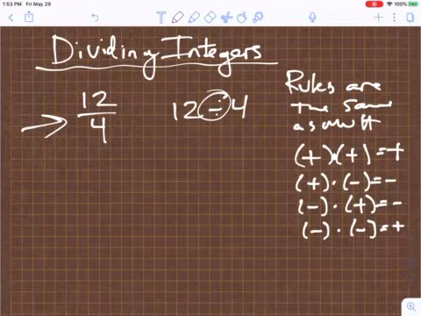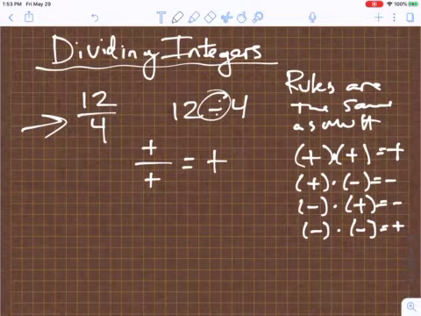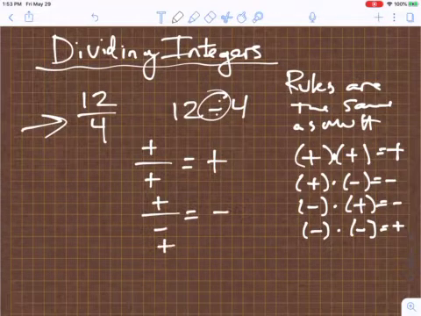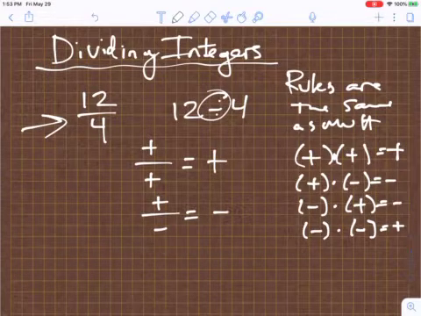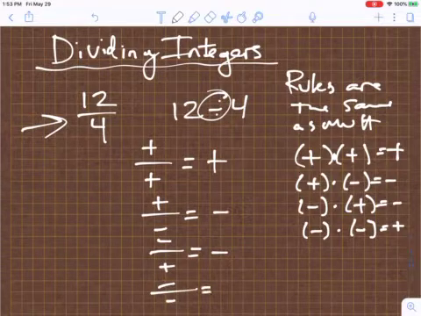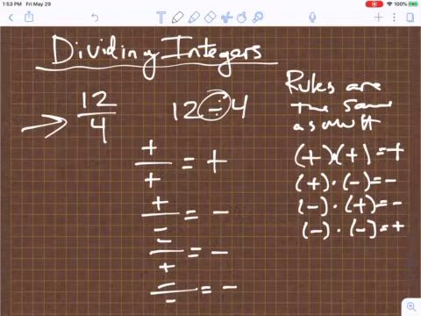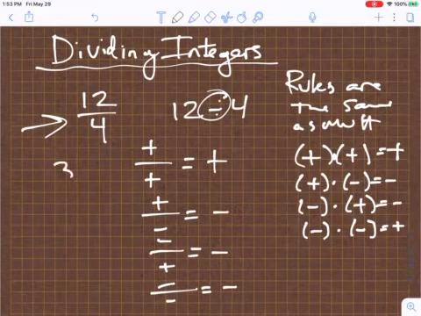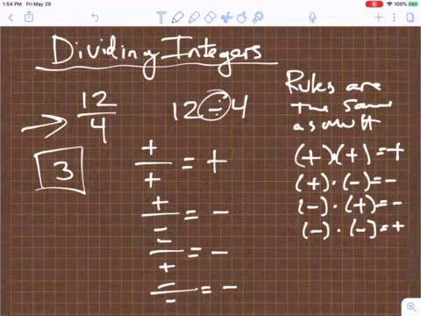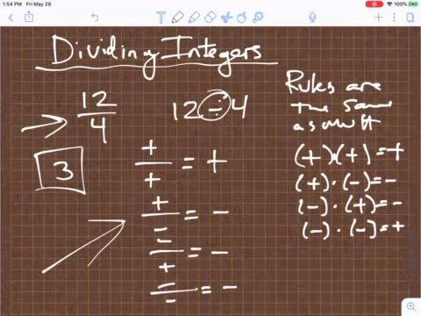In this one here, we have a positive divided by a positive, and a positive divided by a positive is going to give you a positive. If you have a positive divided by a negative, you're going to get a negative. If you have a negative divided by a positive, you're going to get a negative. And if you have a negative divided by a negative, you're going to get a positive answer. So 12 divided by 4 is 3, and since you're dividing a positive by a positive, that gives you a positive. You probably knew that already, but I'm showing you in the context of this right here.